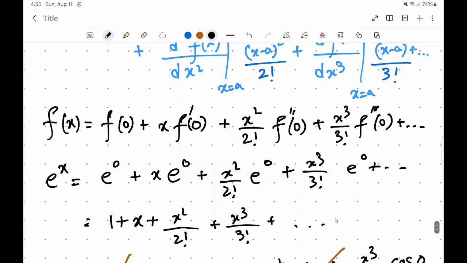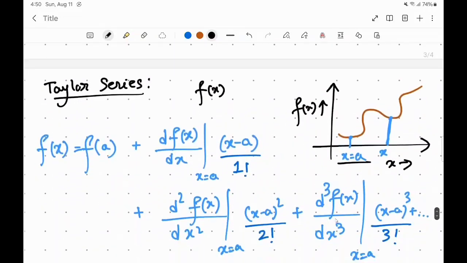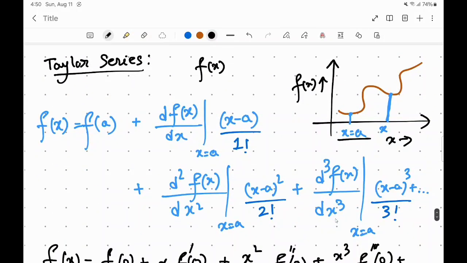In this way these series come, these formulas. That's why I generally don't remember the formulas. I forgot, but I know this Taylor series. From that Taylor series you can derive any series expansion.